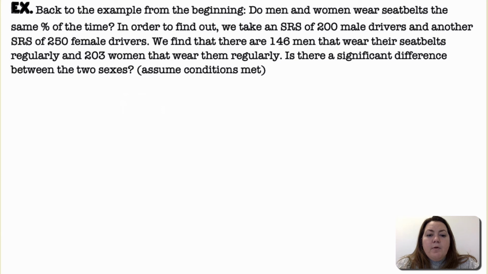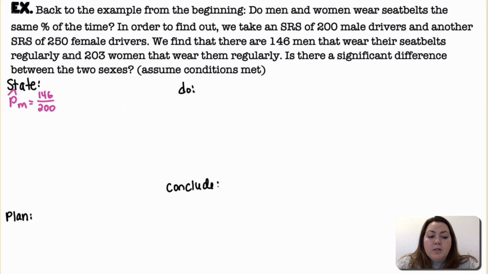Back to the example from the beginning, do men and women wear seatbelts the same percent of the time? So in this example, we're going to do a hypothesis test. Is there a significant difference between the 2 sexes? Assume the conditions are met. P hat M is 146 out of 200. P hat F is 203 out of 250. P hat combined is 0.776.